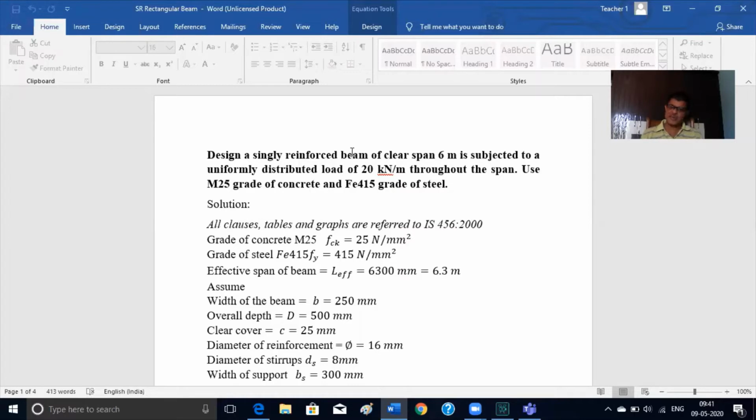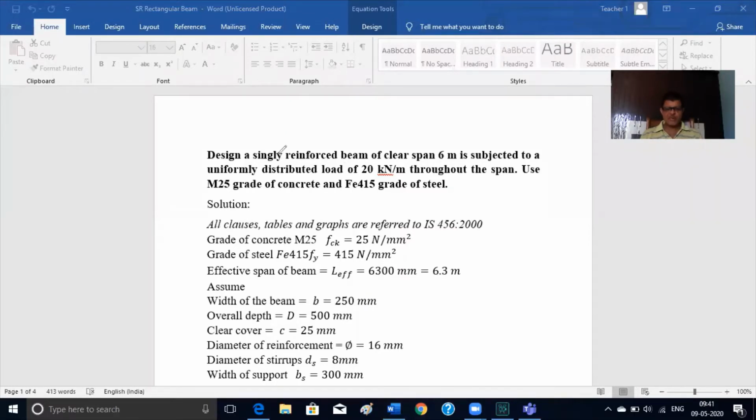Double reinforced section means the reinforcement is provided on both the tension face and the compression face. Reinforcement is provided on both faces. Now, in the present class, we will see this single reinforced beam section.